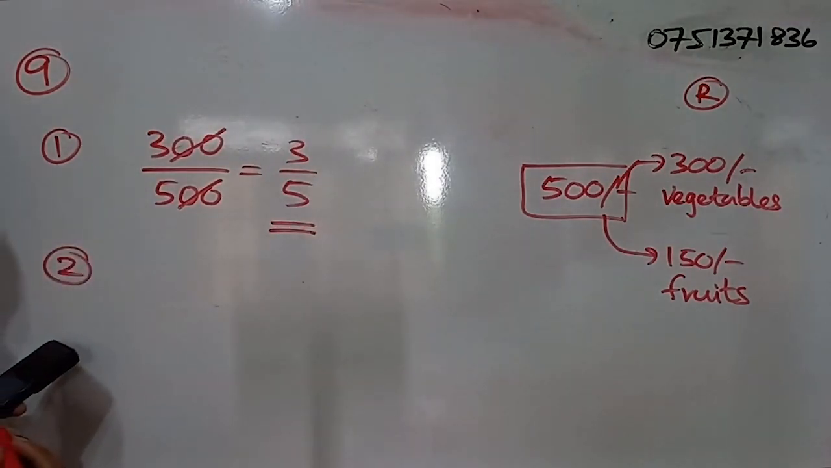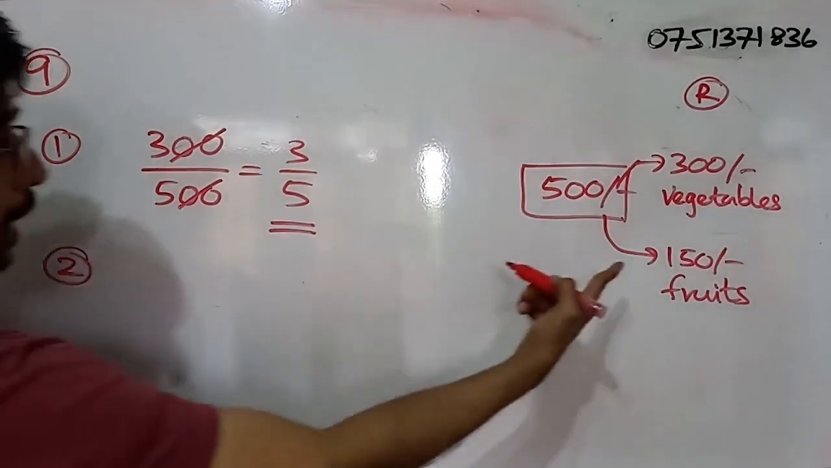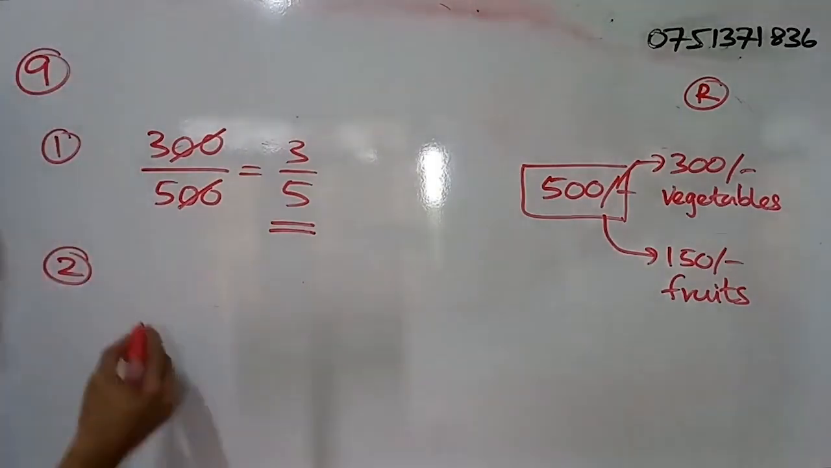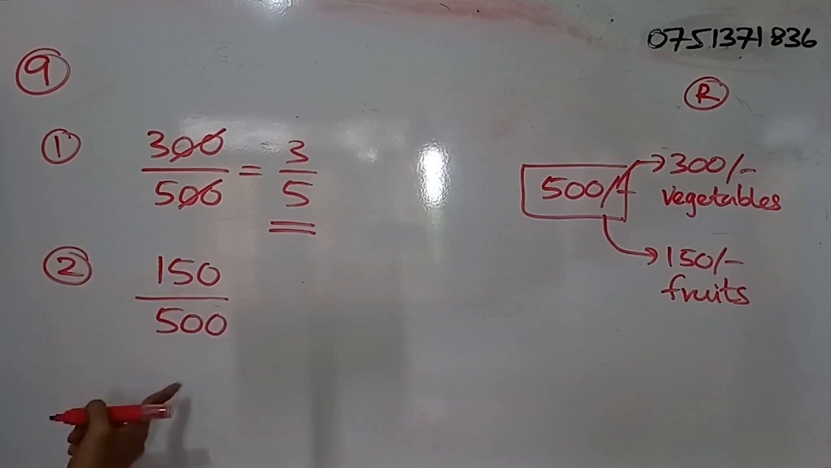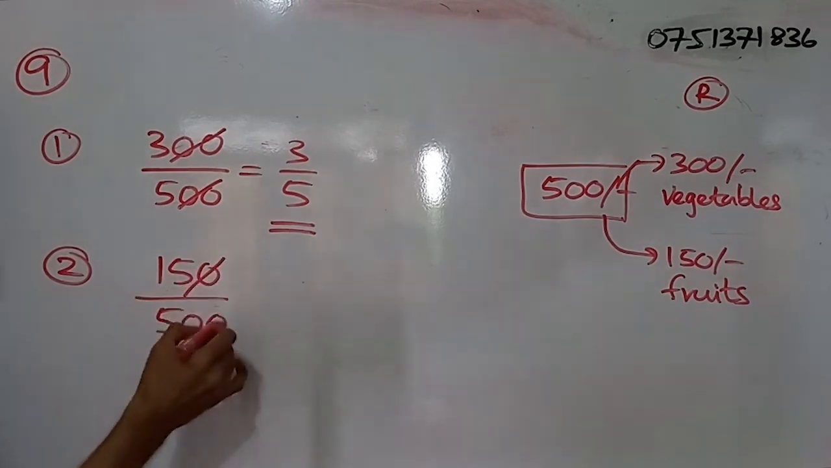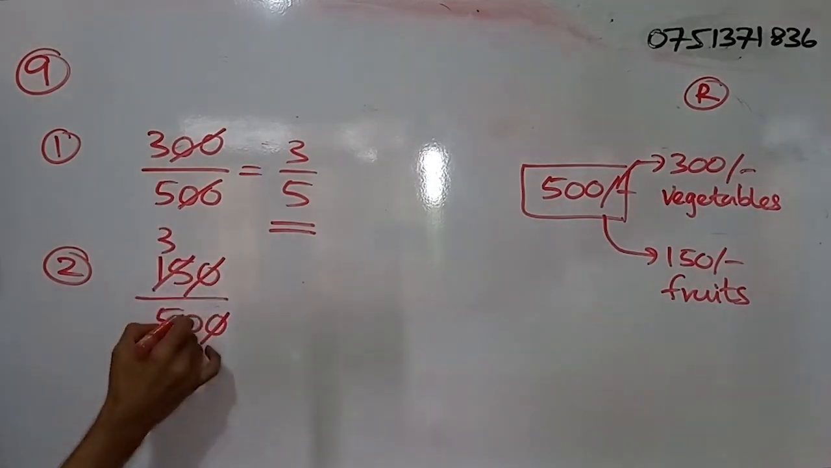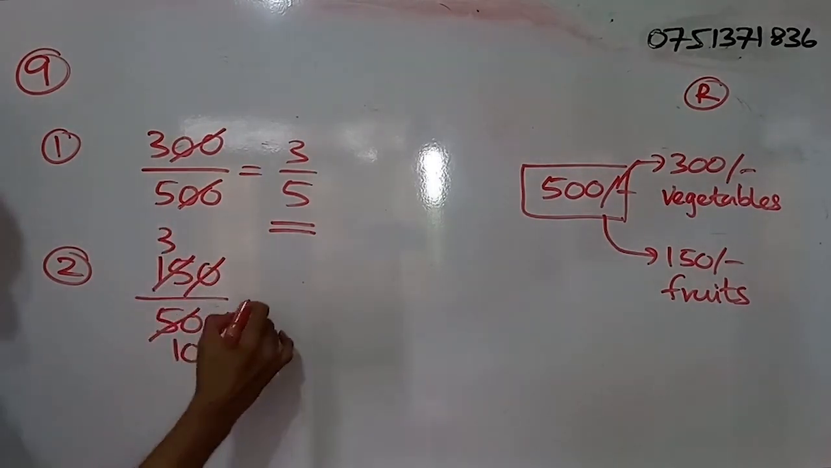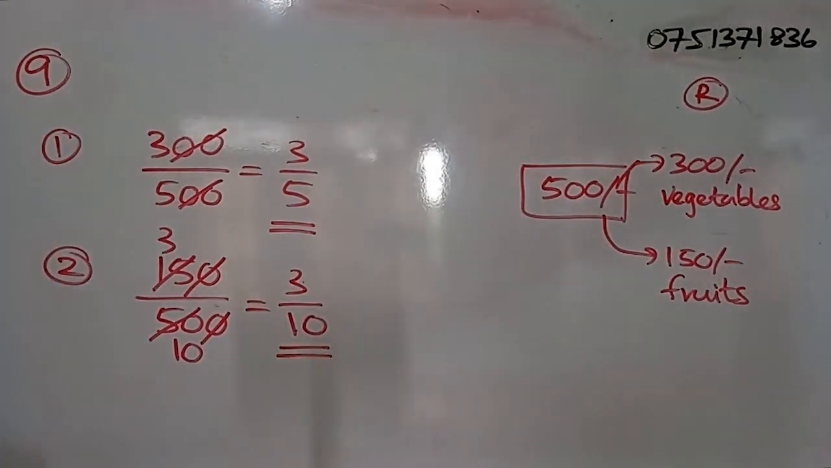Okay, the next one. What fraction of the money in hand did she spend on fruits? The amount of money that she spent on fruits is 150 rupees. She took 500 rupees in total. So now we have to simplify this. I can cancel out these two zeros. Then 5 times 3, 5 times 10. So here the outcome is 3 by 10. So that is the amount.